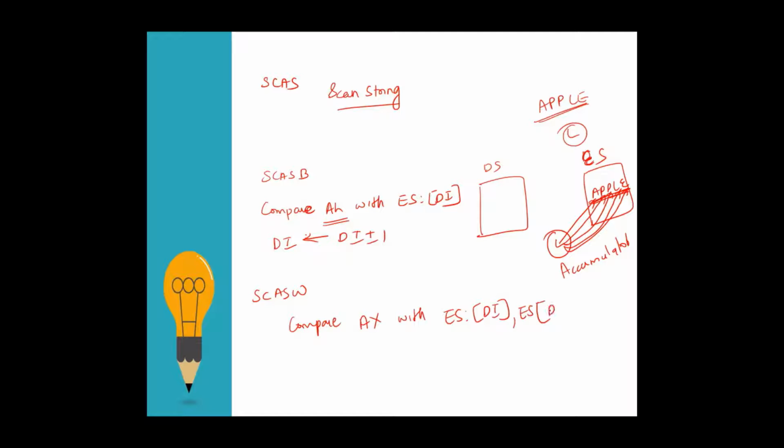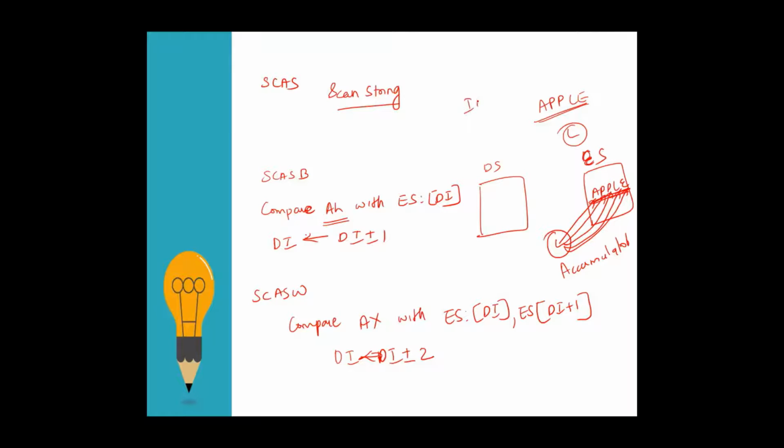ES of DI and ES of DI plus 1. That means DI will become DI plus or minus 2. So these are the two versions of the scanner's instruction. So what is the scanner's instruction used for?